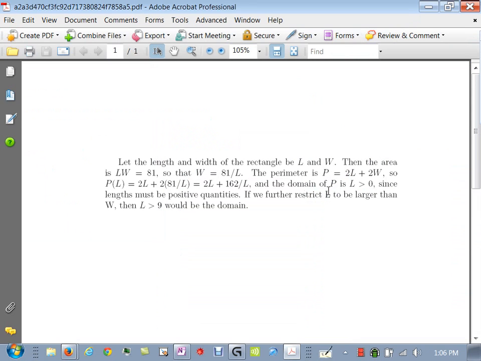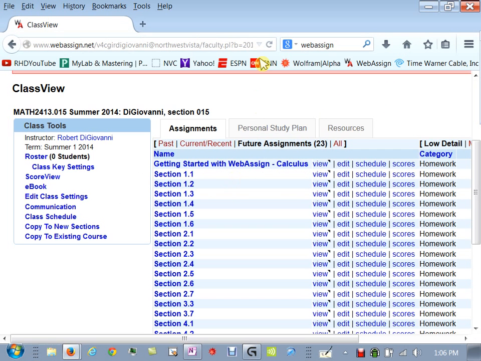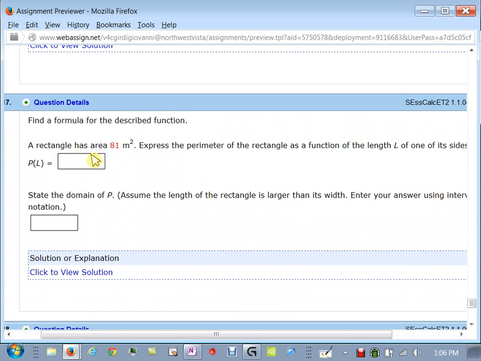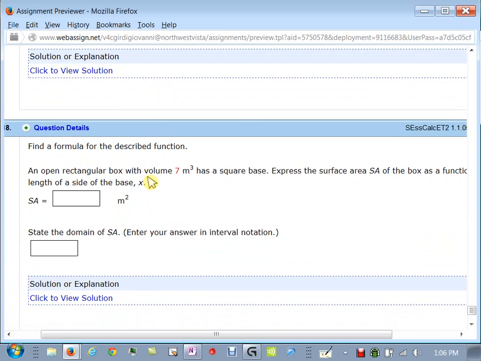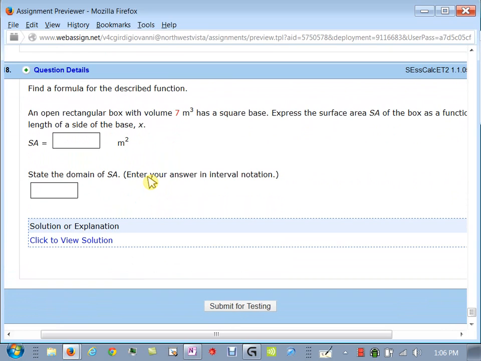Yeah. All right. Well, they do talk about domain, that the length must be greater than 0. I think that's probably obvious that within this word problem, if you're talking about a rectangle that has a perimeter, that has an area, the length has to be positive. You could not have an area of 81 and have the length be 0 or the length be negative. So, all right, find a formula for the described function.